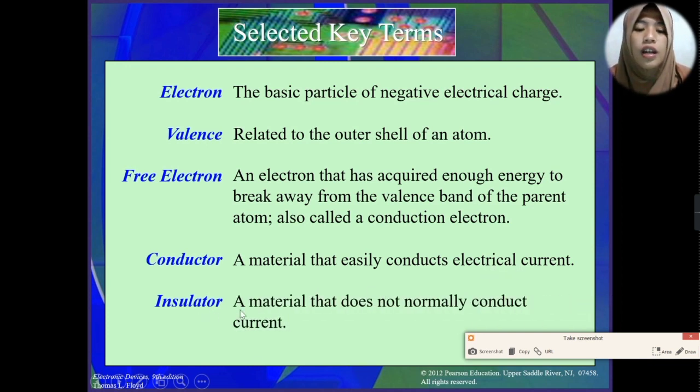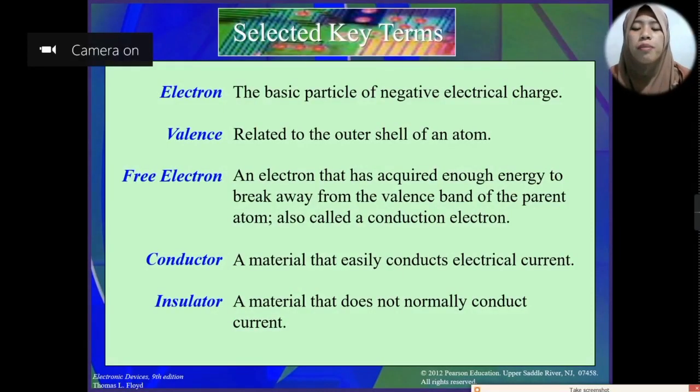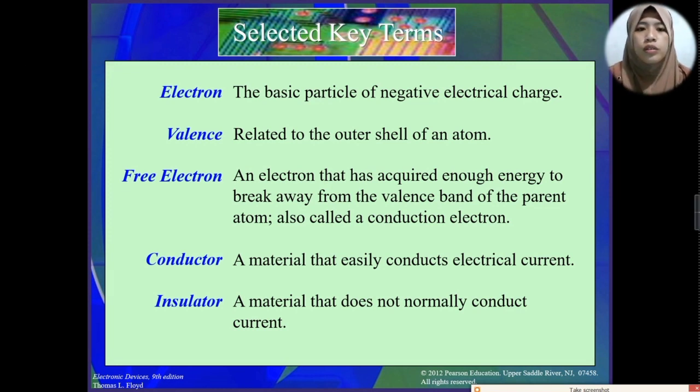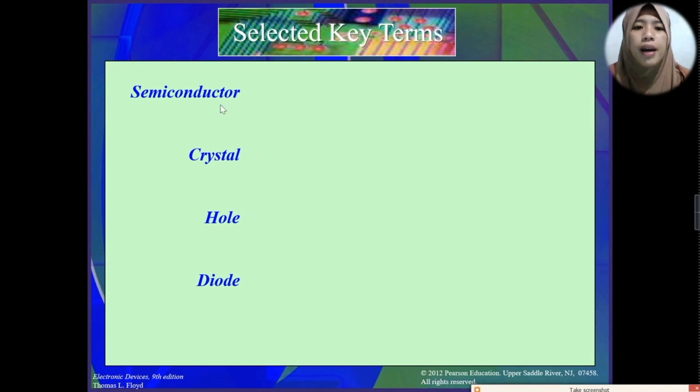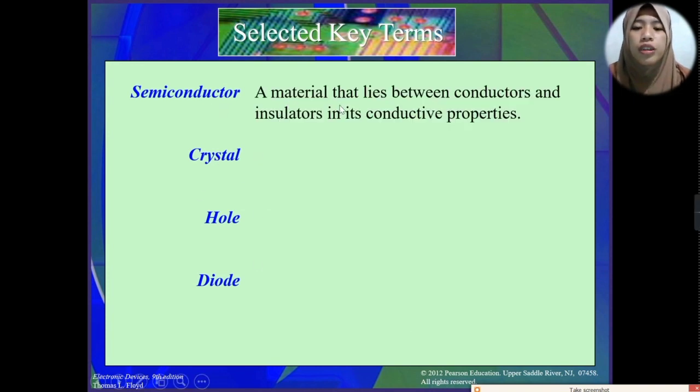For the insulator, a material that does not normally conduct current. The insulator, these are the materials that do not conduct electricity, that do not conduct current. Because the insulator, they are tightly bound to the atom. So, we have this semiconductor. A semiconductor is a material that lies between conductors and insulators in its conductive properties. So, a semiconductor is neither a good conductor nor a good insulator.